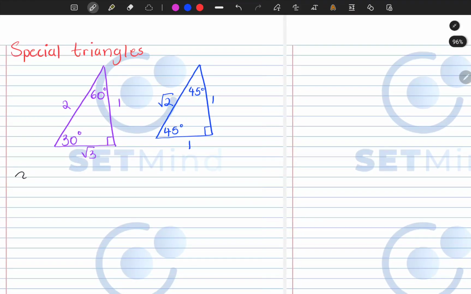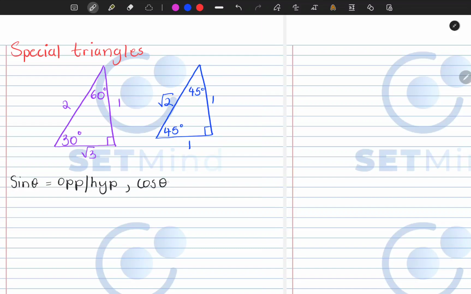So what I'm going to do is quickly write down the trigonometric ratios. Maybe just as a quick reminder, sine of any angle is always the opposite side to that angle divided by the hypotenuse side to the angle.